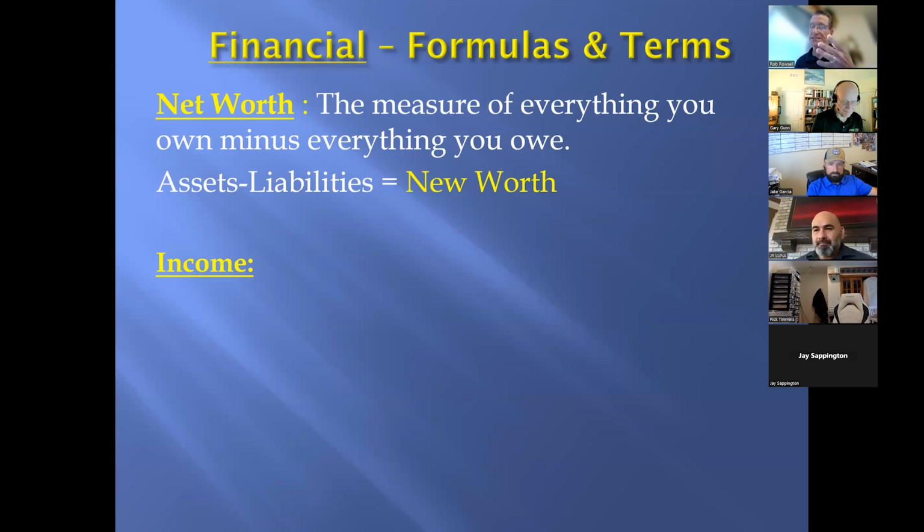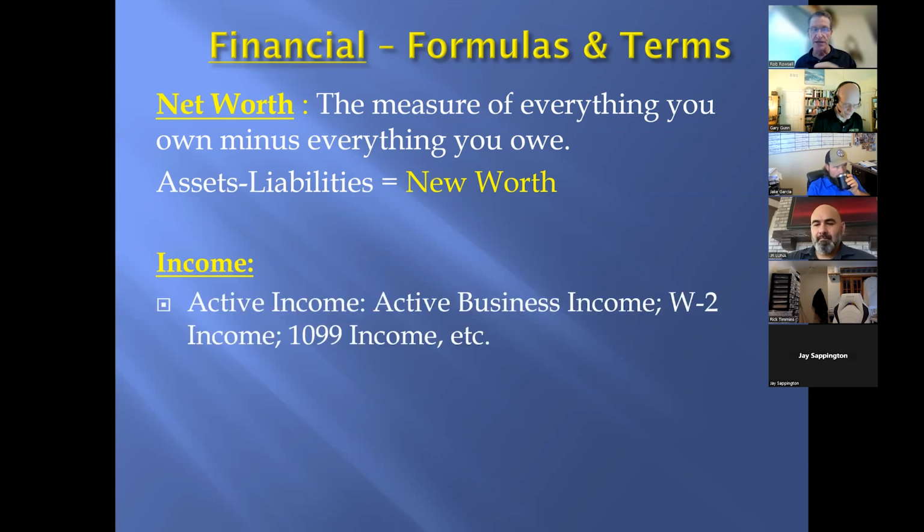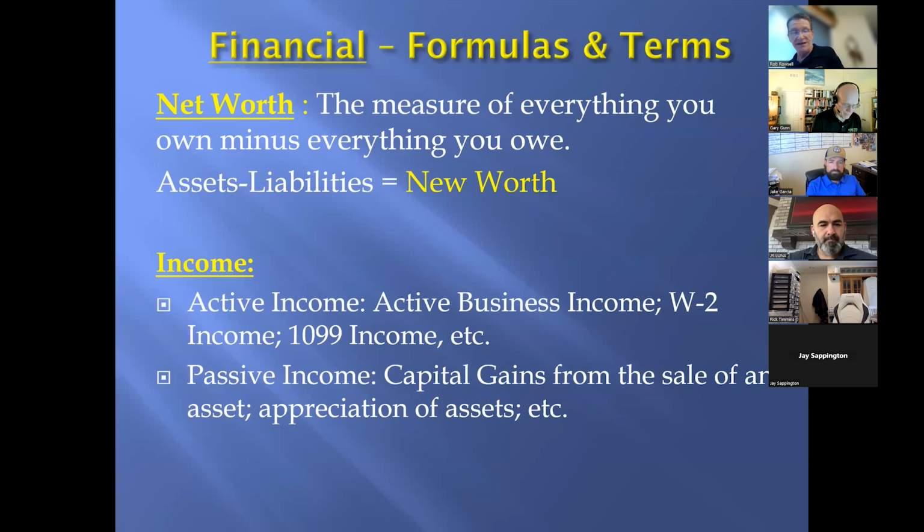We're going to stay general here, not go into how they're taxed, but there's active income, and that is active income because I'm actively involved in my business. It could be W-2 income because I work for somebody else. It could be 1099 income. It could be a combination of those three, but there's different formulas of income on the active side.